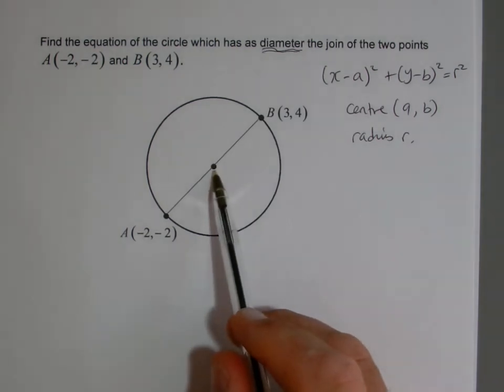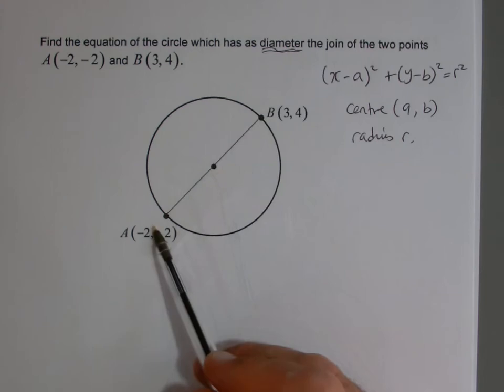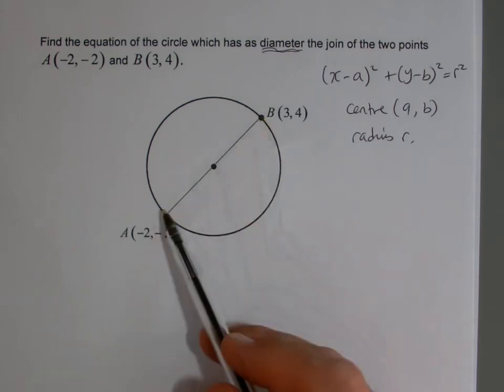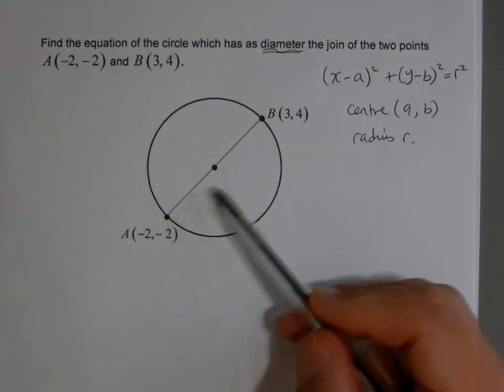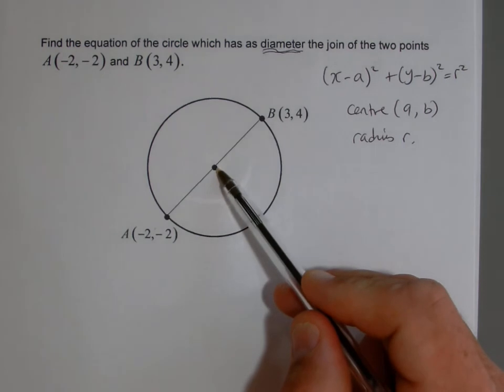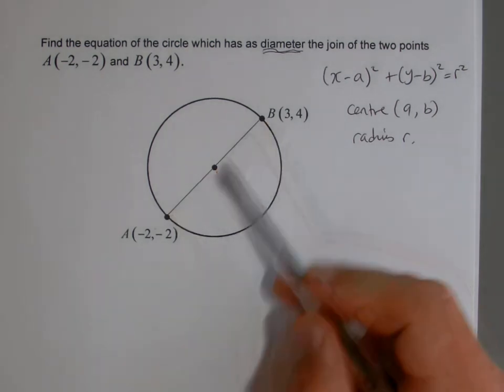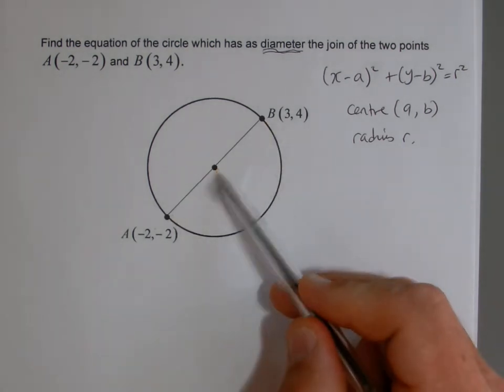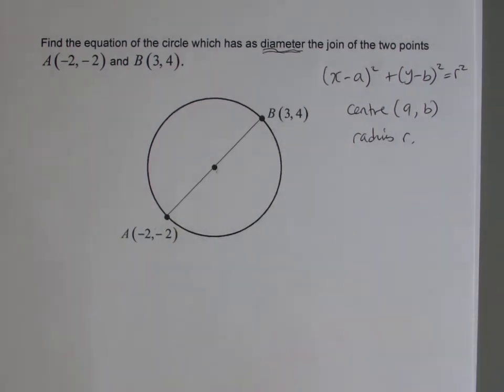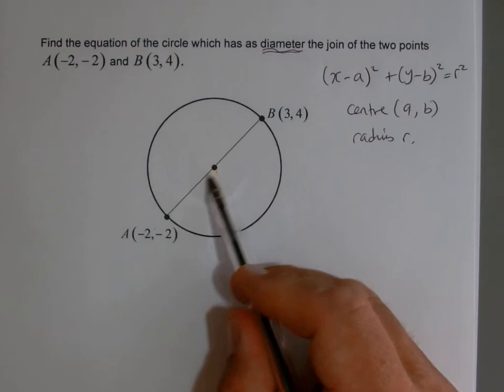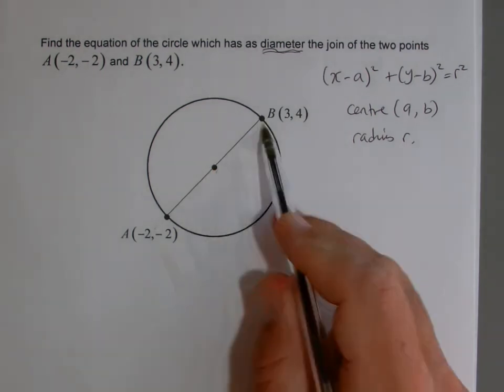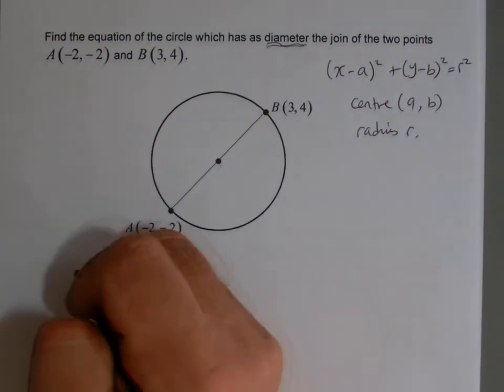And we're able to then work out that centre point, knowing these two points on the circumference, because if you think about it, that centre point is halfway between A and B. So if we can find the halfway point from these two, then we've got the centre. And we know how to find the halfway point, or the midpoint, of two coordinates. We learned that in coordinate geometry.